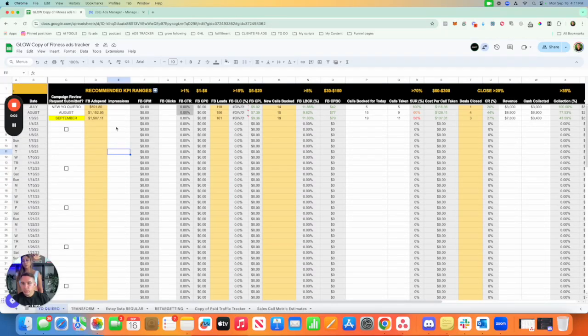All right, guys. So in this training, we're going to cover how to scale your ads. Now, there's two ways to scale. There's what you call vertically scaling and horizontally scaling. Okay, and I'll explain both of them.